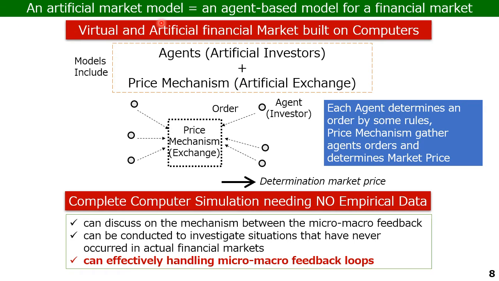An artificial market model is a virtual market built on computers. The model includes the agents, artificial investors, and the price mechanism, an artificial exchange. Each agent determines an order by some very simple rules, and the price mechanism gathers the agents' orders and determines market prices. So this is a complete computer simulation and does not need any empirical data. An artificial market model can effectively handle micro-macro feedback loops. This is a strong point.